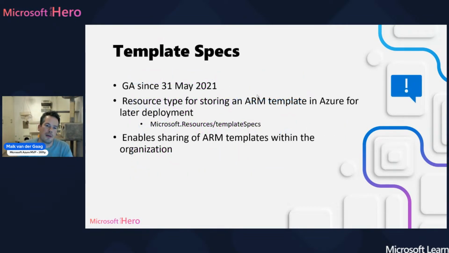So if you look at template specs, they have been GA since May 31, 2021. It's already 2024, so they have been in the platform for 3 years now and are not that well known. It's just like any other resource in Azure, with the main capabilities that you know of the resources in the platform. And as you can see here, it has its own specific resource type: Microsoft.Resources/templateSpecs.